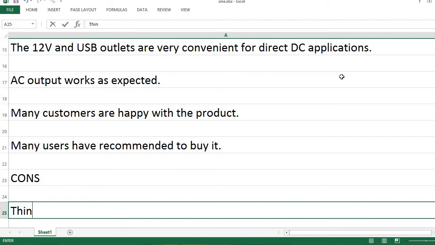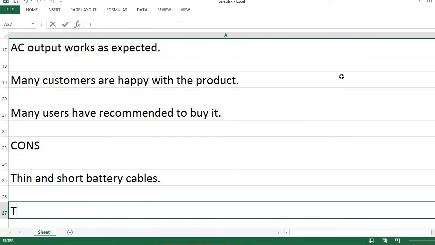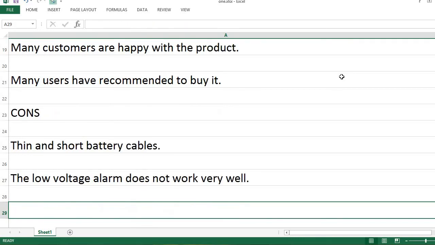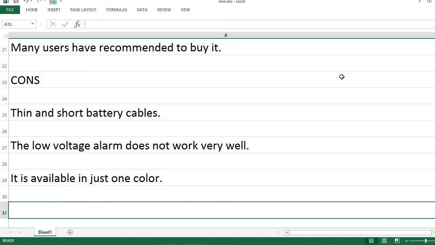Cons. Thin and short battery cables. The low voltage alarm does not work very well. It is available in just one color.